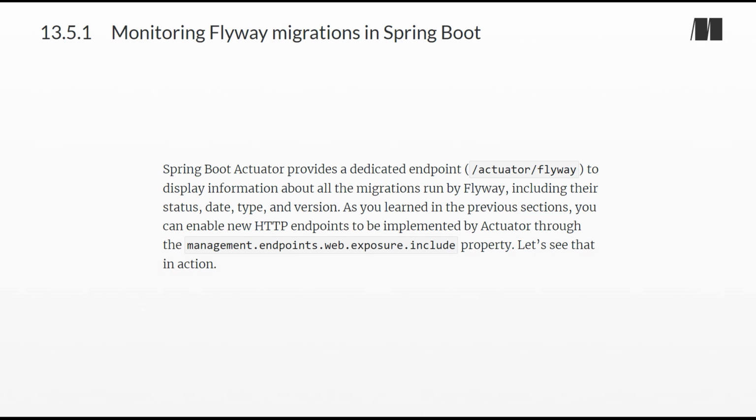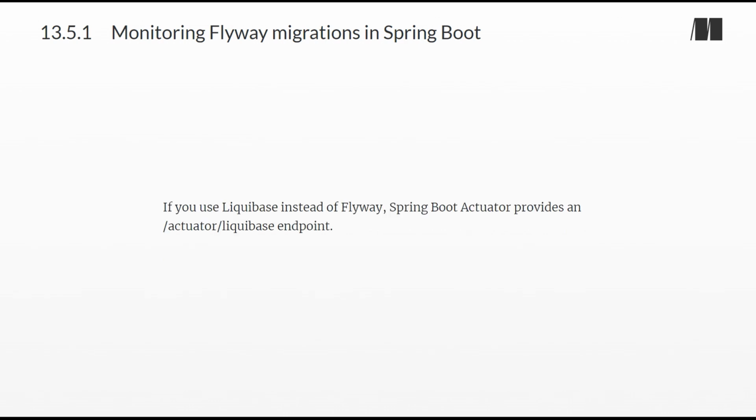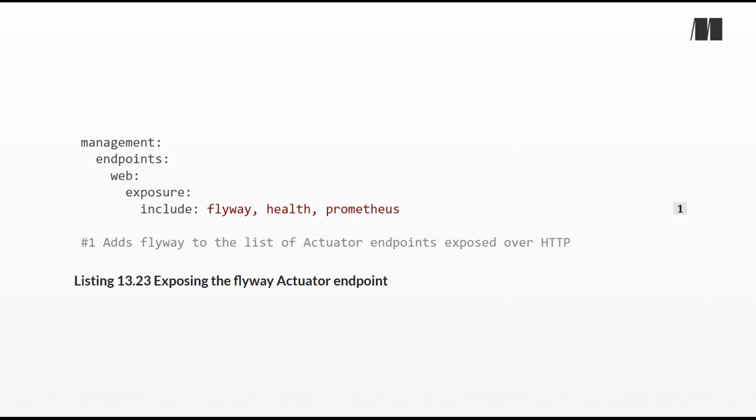As you learned in the previous sections, you can enable new HTTP endpoints to be implemented by Actuator through the management.endpoints.web.exposure.include property. Let's see that in action. Note: if you use Liquibase instead of Flyway, Spring Boot Actuator provides an /actuator/liquibase endpoint. Open the Catalog Service project, go to the application.yml file, and configure the Flyway endpoint to be exposed over HTTP by Spring Boot Actuator. Listing 13.23, Exposing the Flyway Actuator endpoint.